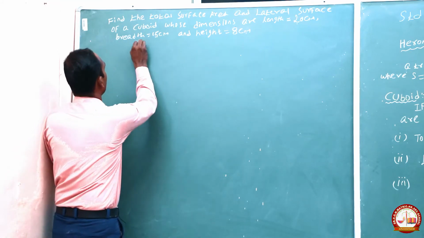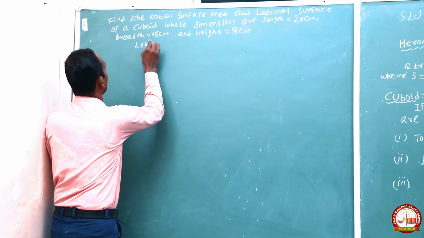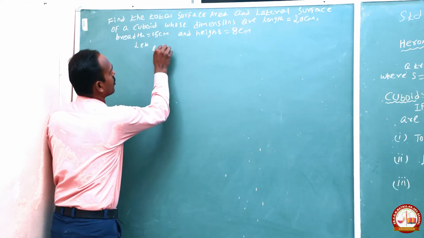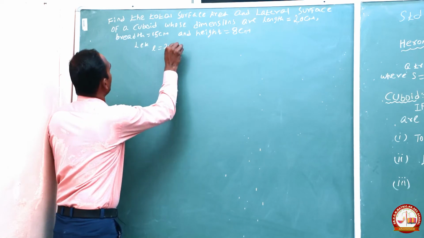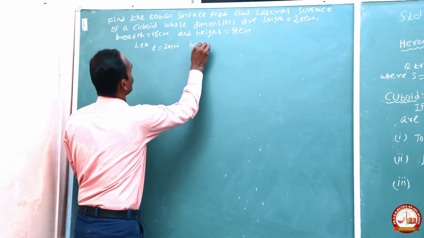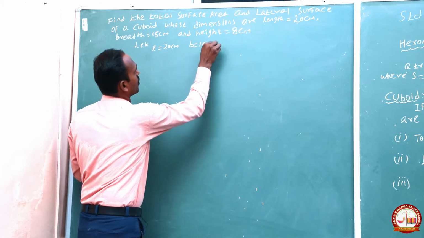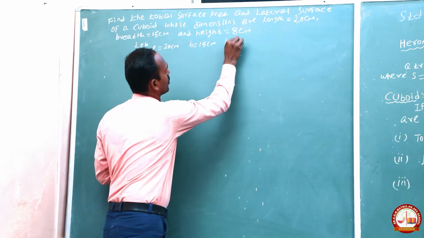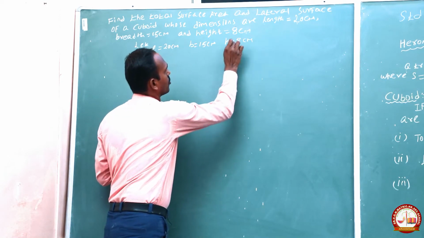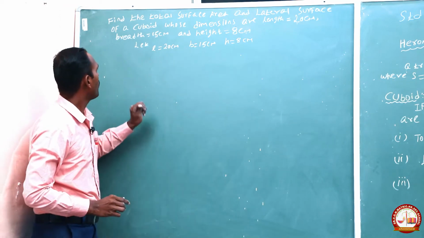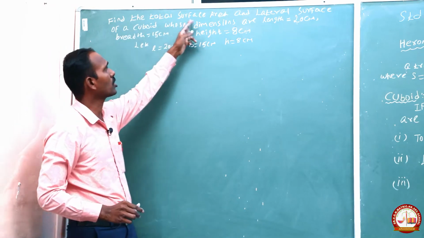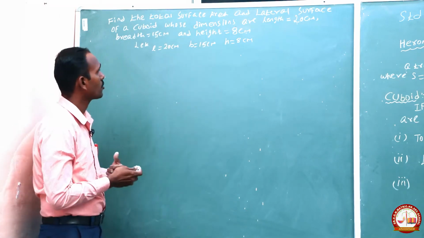So let L equal to 20 centimeter, and then B equal to 15 centimeter, and then H equal to 8 centimeter, okay. First, what is given here? Find the total surface area.